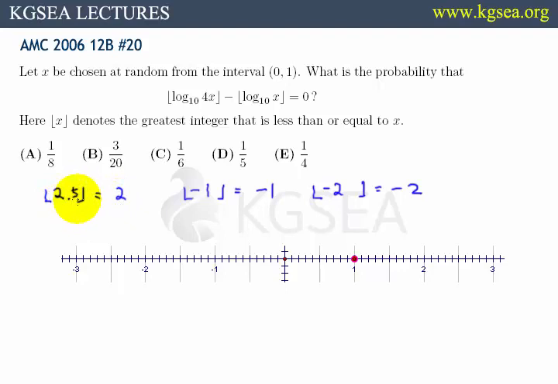So 2 point anything would be 2 until it reaches 3. If it finally reaches 3, yes, I meant to write, then it would be 3. But until it reaches 2.999999, I mean, as long as it's in 2 point something, the answer is just 2. Very good. Now, that's where the confusion comes here.